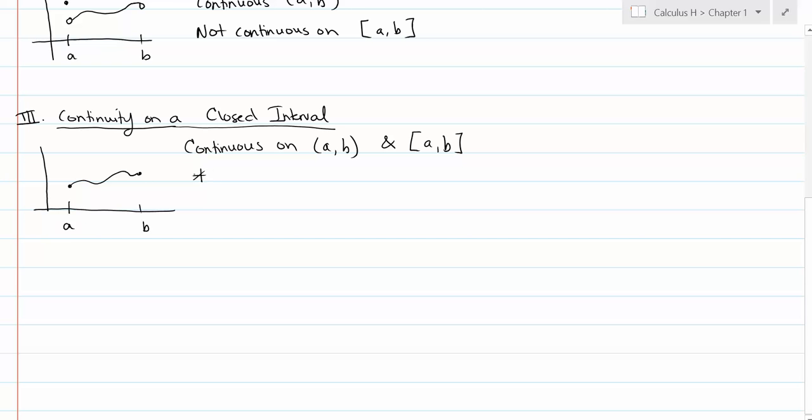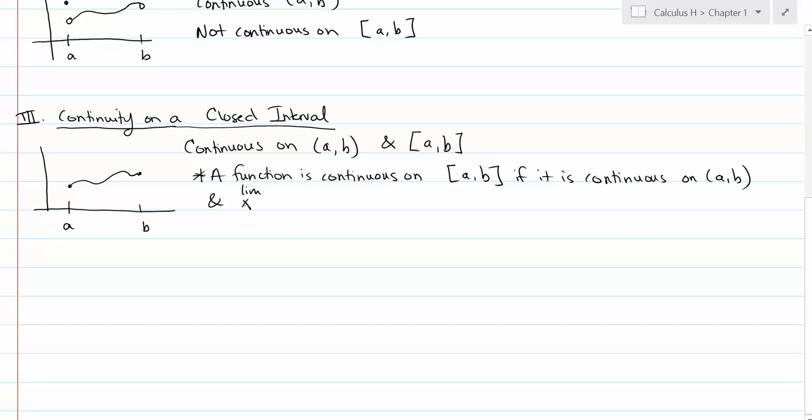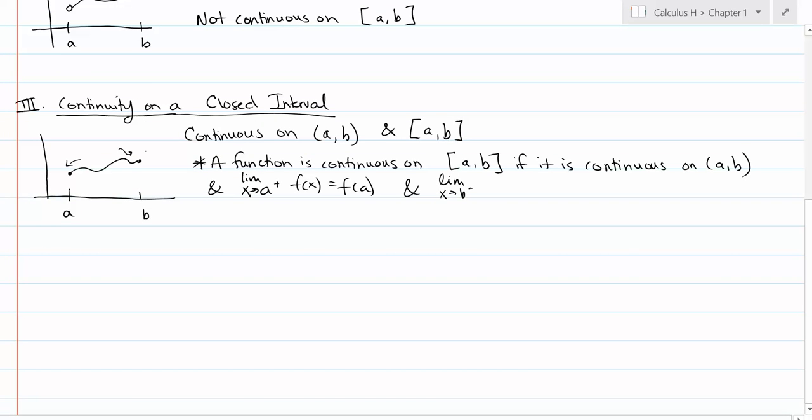And I'm just going to say a function is continuous on the closed interval a comma b if it is continuous on the open interval a comma b and the limit as x approaches a from the right hand side, because we're coming from the right hand side here, of f of x has to actually equal f of a, and the limit as x approaches b from the left hand side, because we're coming from the left hand side here, of f of x has to actually equal f of b.